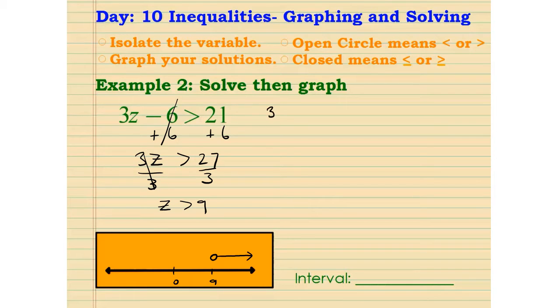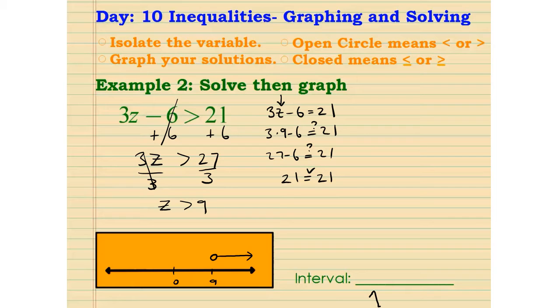First one was 3z minus 6 is equal to 21. That's going to tell us whether 9 was the correct point. I will substitute 9 in here and then see if it's going to be equal. 3 times 9 minus 6, is it equal to 21? 27 minus 6, is it equal to 21? 21 is yes, equal to 21.